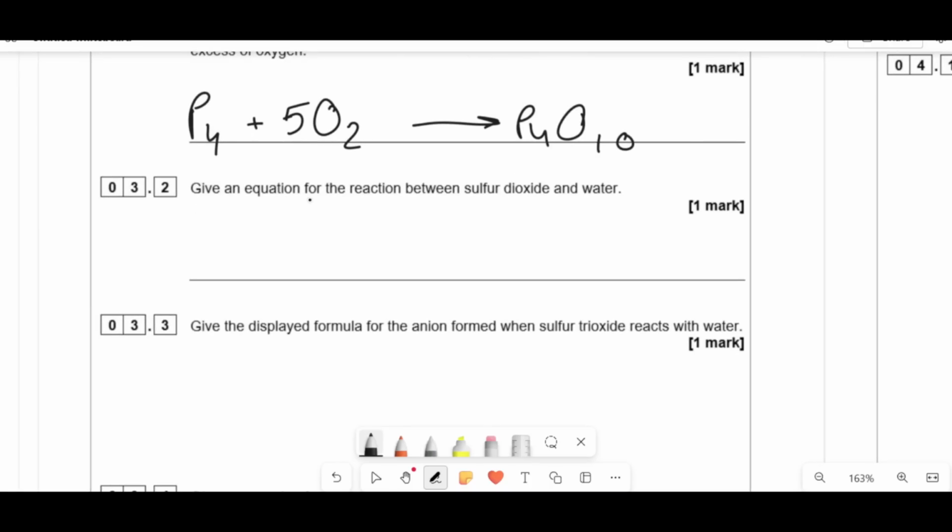Now it says, give an equation for the reaction between sulfur dioxide and water. So if you're ever stuck, just look at the question, what it's told you. So you know for a fact, no matter what, you're reacting SO2 and H2O. There's no debate about that. That's what it's showing you.